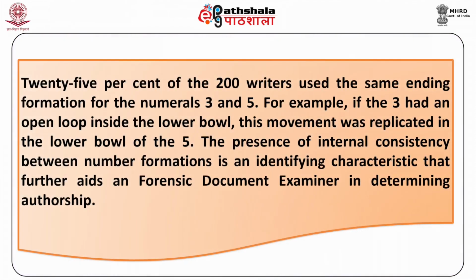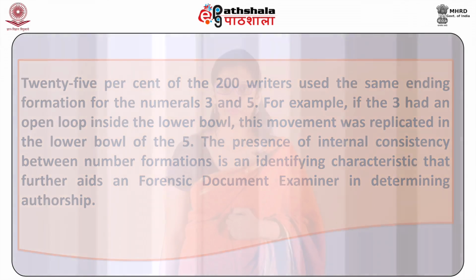25% of 200 writers use the same ending formation for the numerals 3 and 5. For example, if 3 had an open loop inside the lower bowl, this movement was replicated in the lower bowl of the 5. The presence of internal consistency between the number formations is an identifying characteristic that further aids a forensic document examiner in determining authorship.